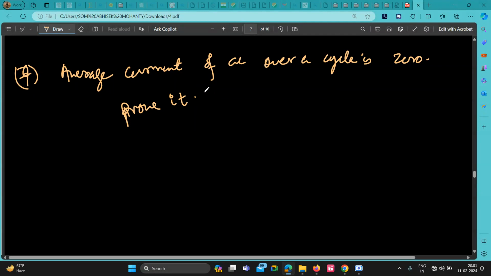Okay. Average current of AC over a cycle is zero. How to prove it? See, proof: your instantaneous current is how much? I naught sine omega t plus phi, right?